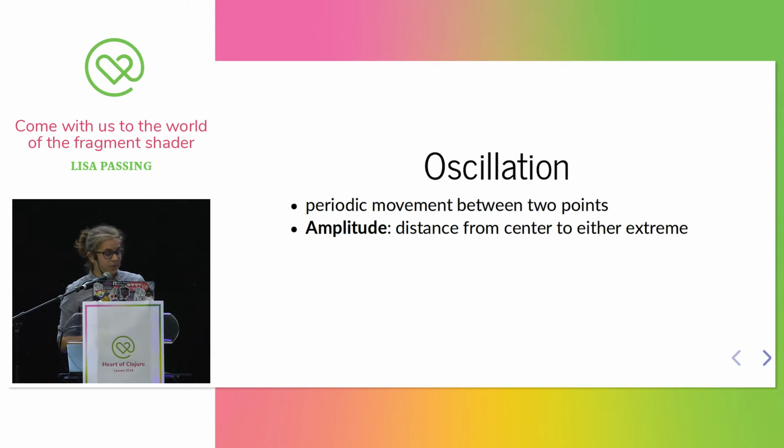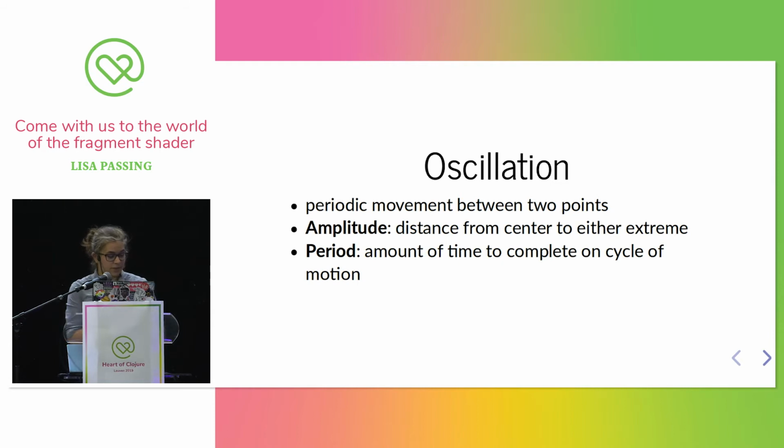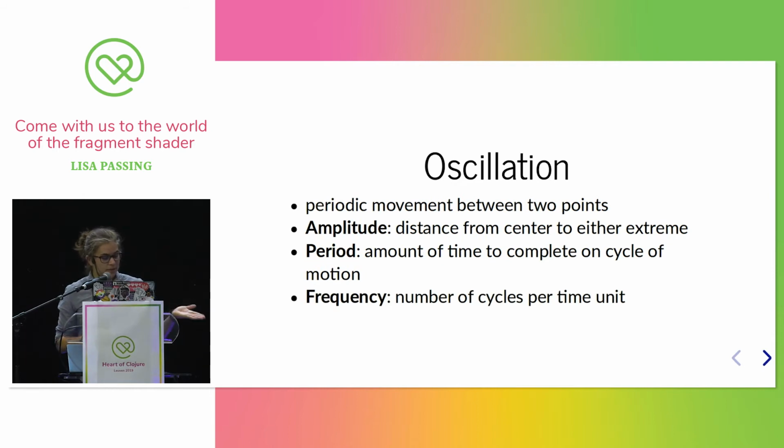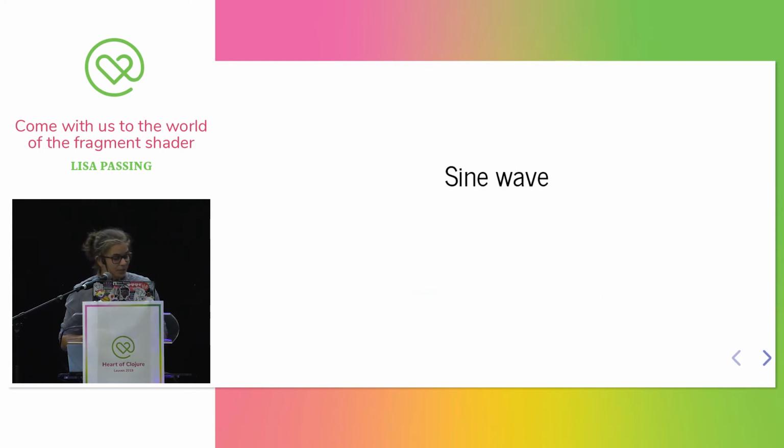We have cool properties like amplitude, which is the distance from the center to either of these extremes. We have the period, which is the amount of time it takes to complete a cycle in this oscillation motion, and the frequency, which is the number of cycles per time unit. If this is physics for you, yes, it is. It's awesome. We already saw a little function that I used to have the blue channel oscillate, which is the sine wave.